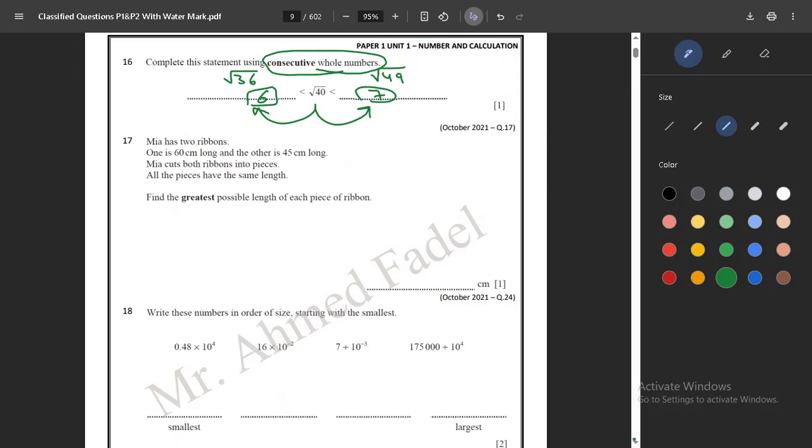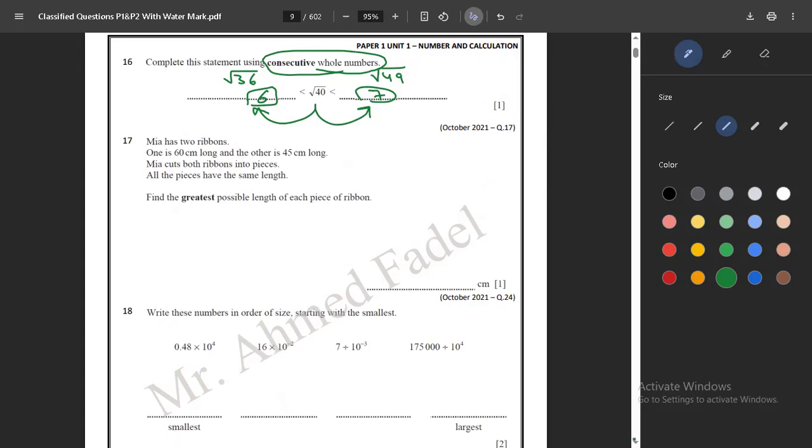Mia has 2 ribbons. One is 60 centimeters long and the other is 45 centimeters long. Mia cuts both ribbons into pieces. All the pieces have the same length. Find the greatest possible length of each piece of ribbon.